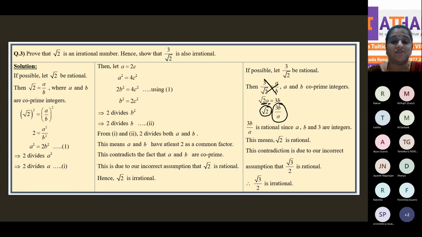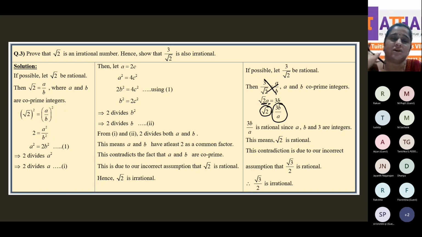We have separated the integers. Now, why is a an integer? Because by definition, a and b are co-prime integers. So a is an integer, b is an integer, 3 is also an integer. Now we know that when you use integers, you can only get a rational number. Using integers, you cannot get an irrational number.